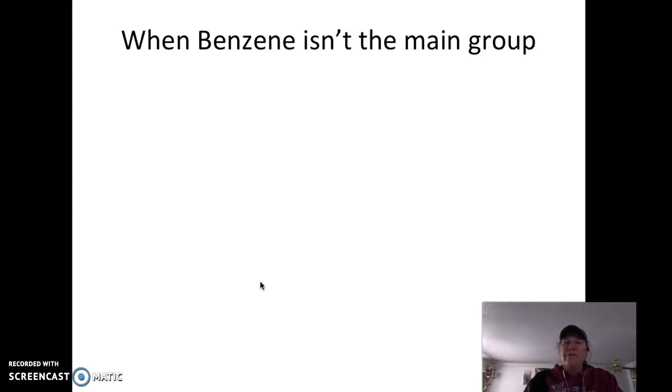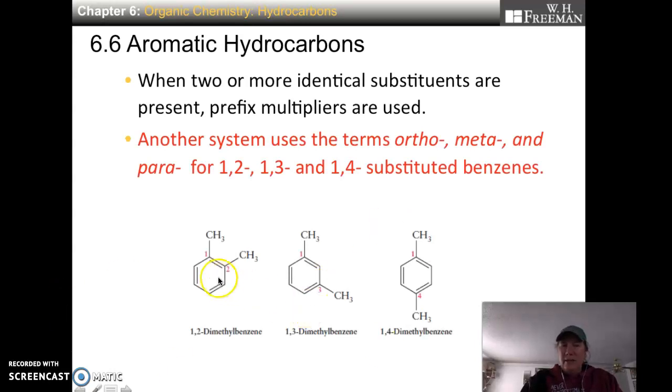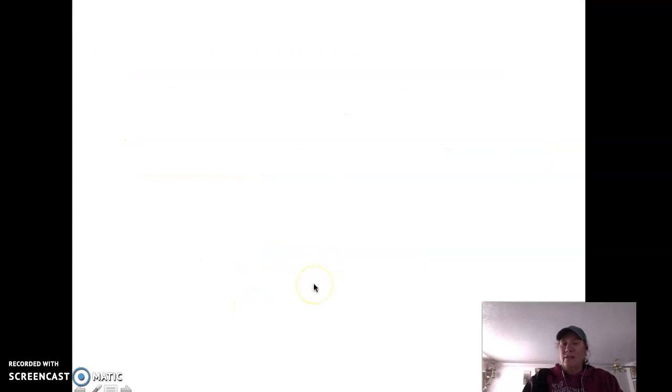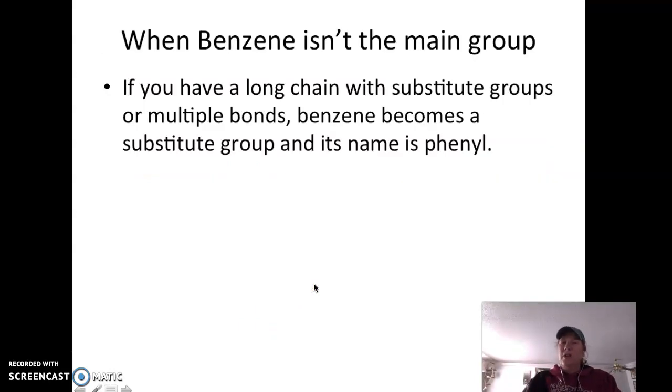So they call it phenyl. On all of these, benzene was the main thing and you had stuff stuck on it. But now we're going to have a chain on here with maybe a double bond or a triple bond, and we don't know how to name a substitute group with a double bond, and we actually don't because the double bond now becomes the main chain and this is stuck on it. So what happens if we have a benzene group with a multiple bond like a double or triple bond? Again, we don't have a name for those as a substitute group. They aren't a substitute group. The benzene becomes a substitute group and they call it phenyl.